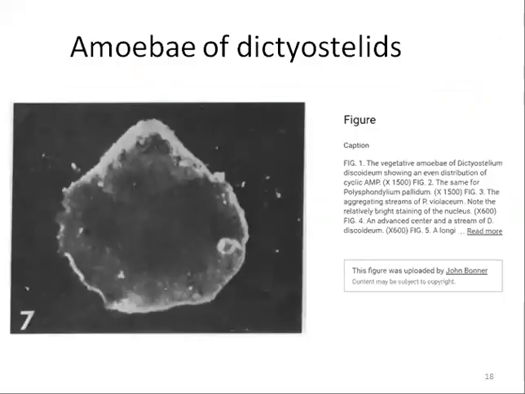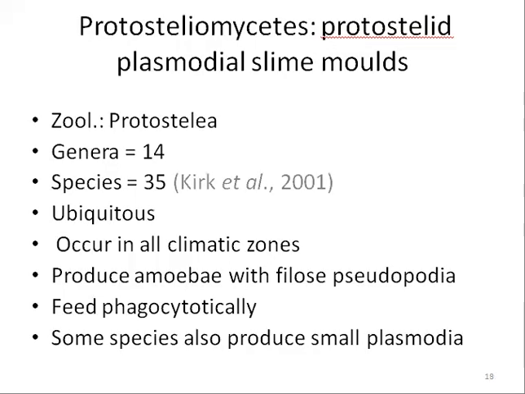Amoebae of the dictyostelids are morphologically different from those of acrasids in that they have filose, that is, acutely pointed rather than lobose pseudopodia, as I have shown you in the previous slide. The next class is Protosteliomycetes, also called the protostelids or plasmodial slime molds. In zoological nomenclature, they can be called Protostelia.